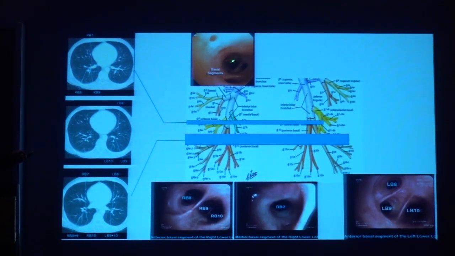In this picture here, this is 8, 9, and 10, and this is 7. Interestingly, RB7 is not found in every patient. This is some of the variation in the anatomy, but if it's found, it's usually in this position. Same thing here, we have LB8 and 7. The anatomy on the left side, as you know, is a little different: LB8 and 7 together, and then LB9 and LB10. On the CAT scan, we see LB10, LB8 right here.